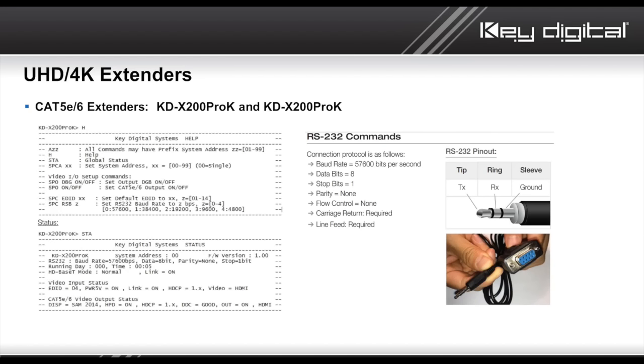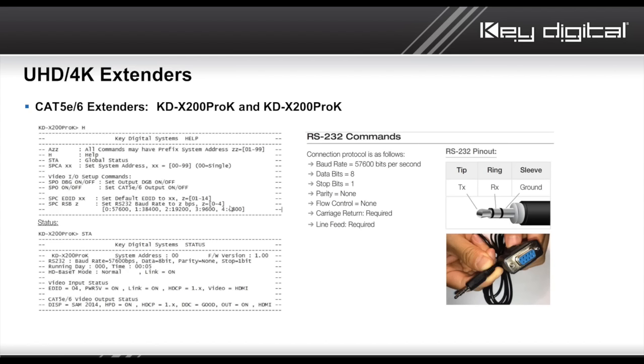We look at the help command. For those of you familiar with KeyDigital products, you get a USB to serial cable out and you've got your terminal software on your computer such as TeraTerm, PuTTY, or HyperTerminal. You set it up for 57,600 baud rate, which is flexible. And you send us the letter H, and you're going to get a response from our unit that tells you all of the RS-232 commands you could send us. That is called the help command.